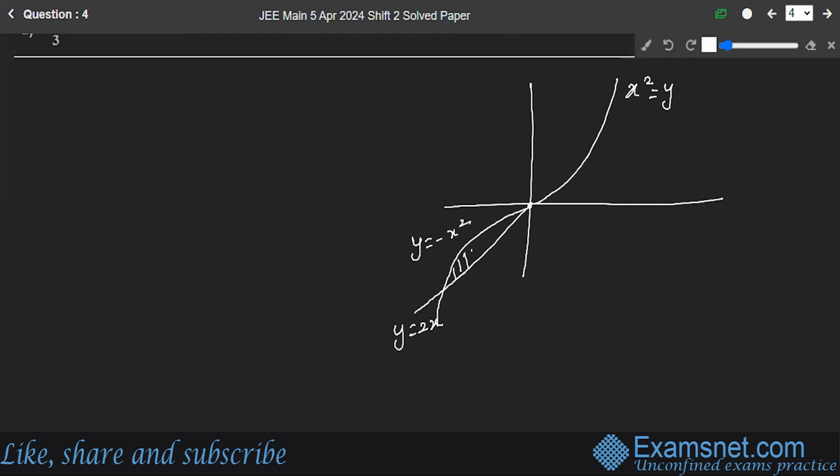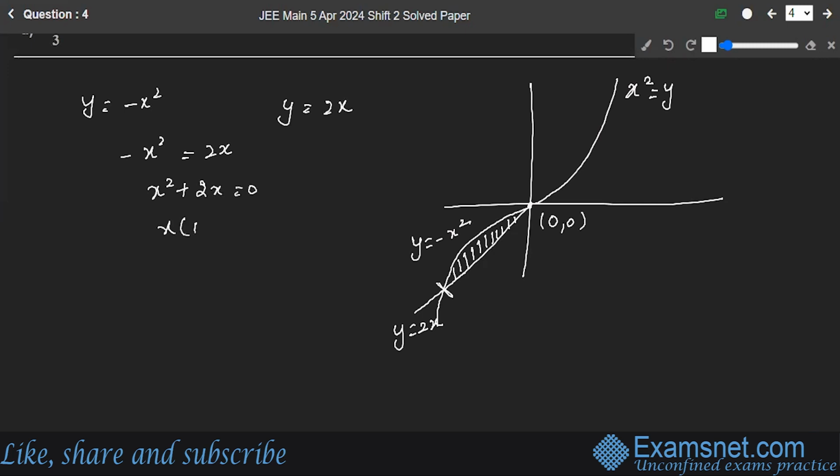Right? I have to find out this shaded portion. First of all, let's find out their point of intersection. So the first point of intersection for both of them is the origin, of course, and for the second one, you have y is equal to minus x squared and y is equal to 2x. That means minus x squared is equal to 2x, or x squared plus 2x is equal to 0.